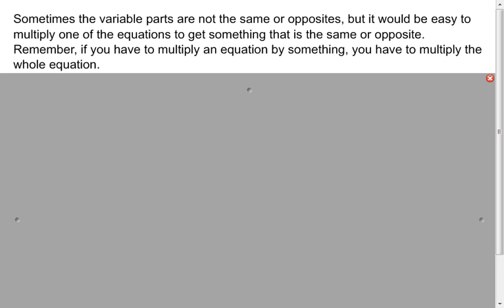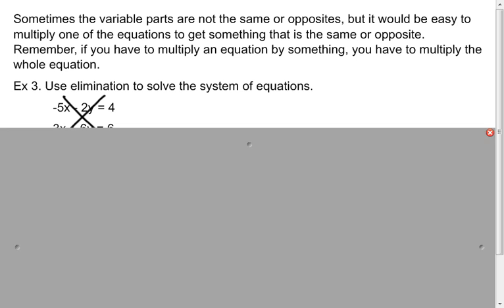Sometimes the variable parts that they give you are not the same and they're not opposites. So you're going to have to do something to them. You're looking for things that would be easy to multiply. It would be easy to multiply one of the equations to get something that's the same or opposite. Remember, if you're going to multiply an equation by something, you have to multiply the entire equation. Here's what I mean by that.